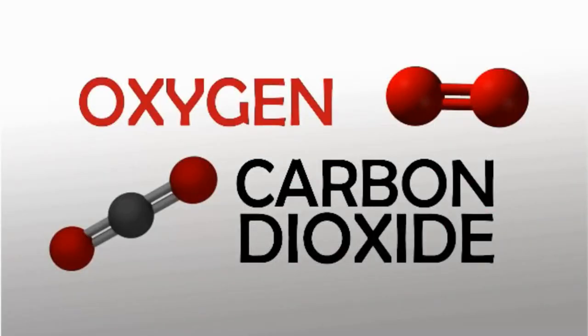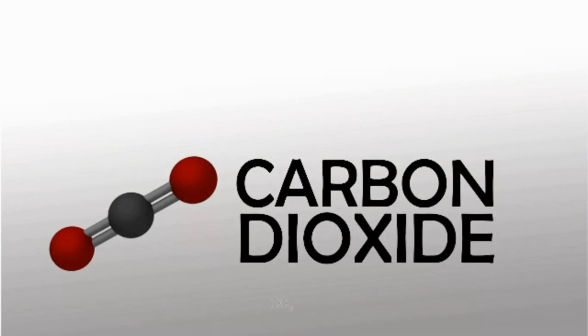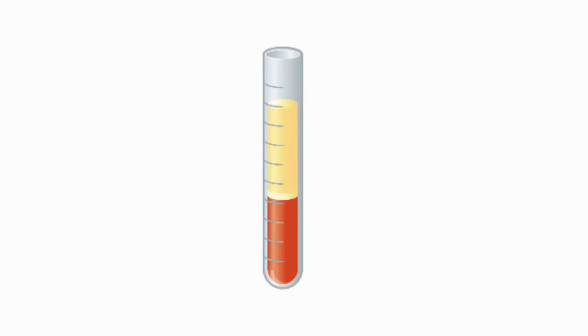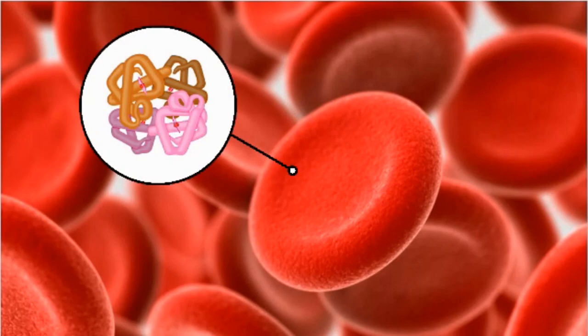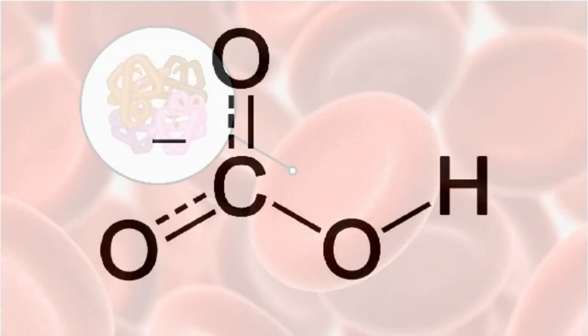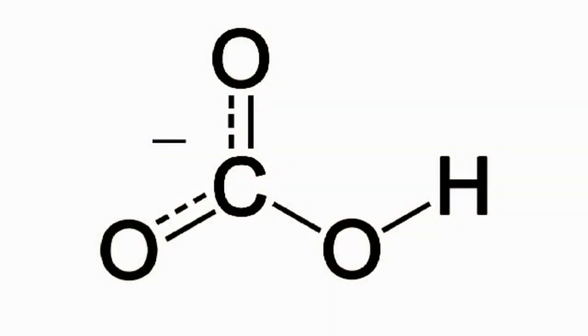The other respiratory gas is carbon dioxide. Carbon dioxide is transported in the blood in 3 different ways. It can be dissolved and transported in the blood plasma, transported by erythrocytes by binding to hemoglobin in the red blood cells, or be transported in the blood in the form of bicarbonate.